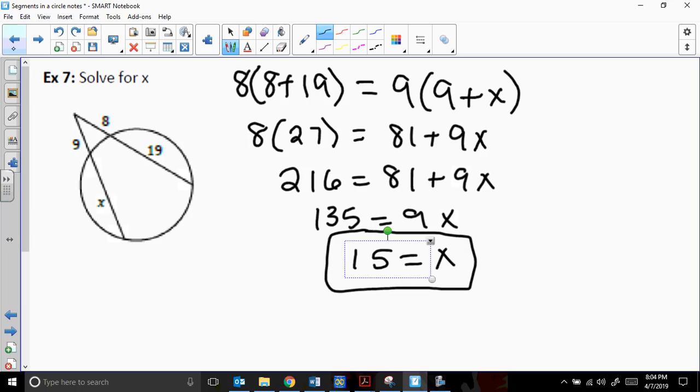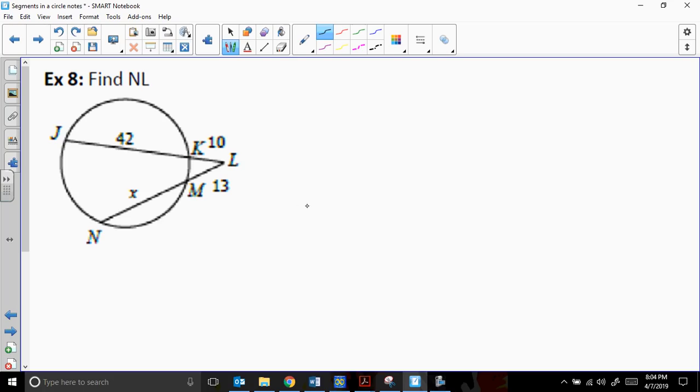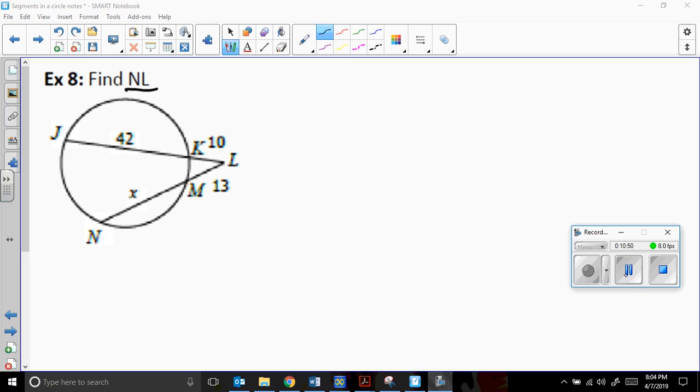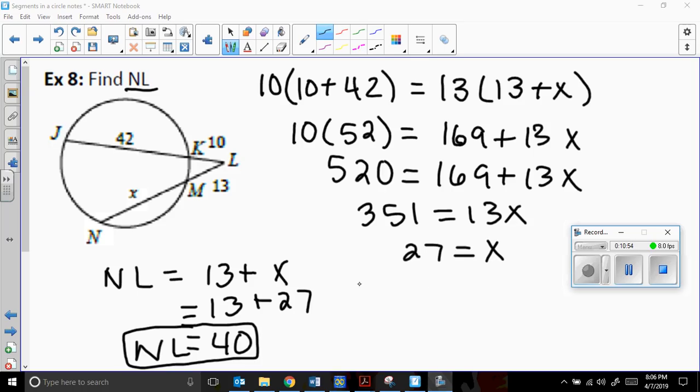Okay. So let's look at example 8. Go ahead and pause your video. I want you to go ahead and try that. Just make sure you realize you need to find NL. So go ahead and pause your video and see what you guys can come up with. Alright, so here we know that NL is equal to 40. So we did the outside times the outside plus the inside and set those equal to each other. We should have gotten that x was 27. And now we plug in 27 because NL is the entire segment, the 13 and the x. So we add those together and we end up with 40.